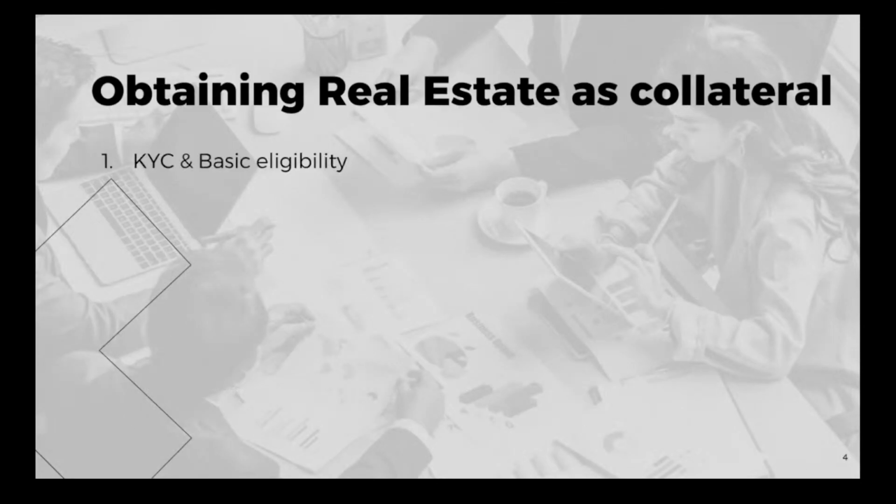Obtaining real estate as a collateral. The first thing we do is take KYC and check basic eligibility. If it is a housing loan, then we check whether the EMI to income ratio is proper. If it is a business loan, then we check turnover, profitability, cash flow, leverage, and all those ratios. Once KYC and basic eligibility are proper, we go ahead with the next step.